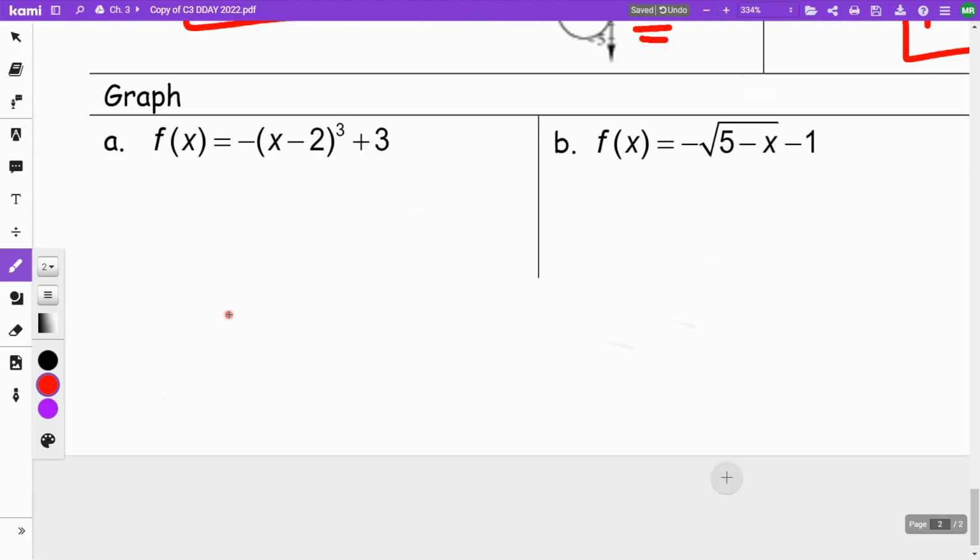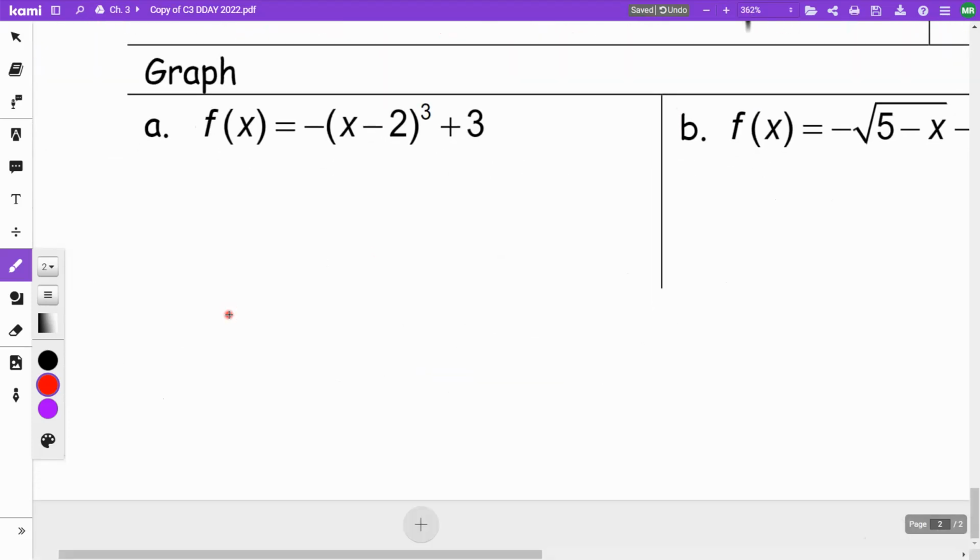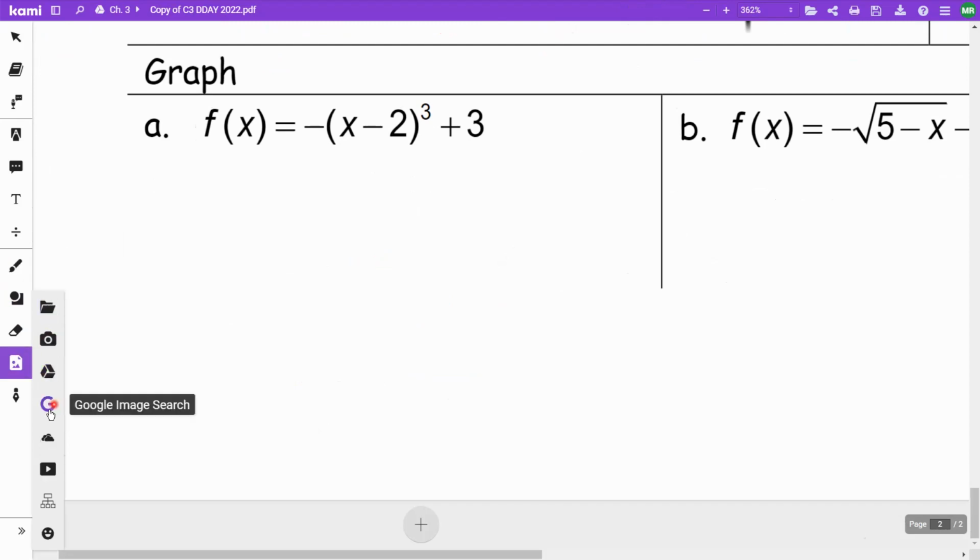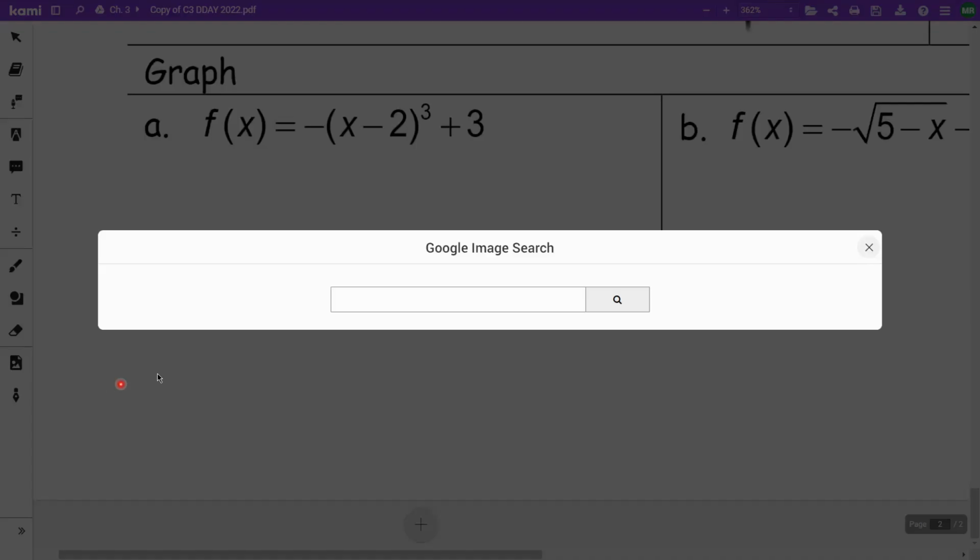Okay. On these ones, we're graphing. It doesn't say sketch, it does say graph. So I'm actually going to add a graph on here. So I'm going to go to add media, and I'm going to come to this, and I am going to add a graph in. I am going to type in blank graph.